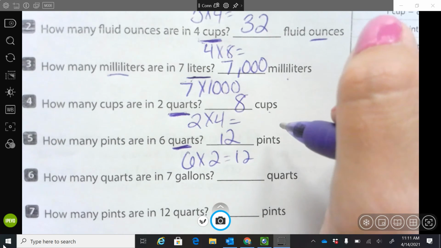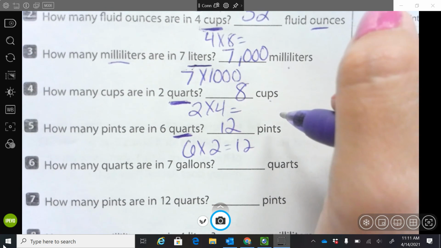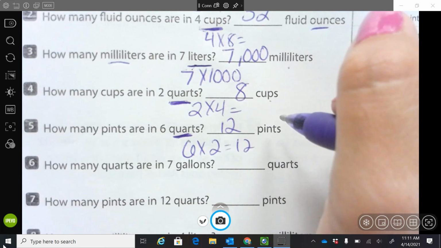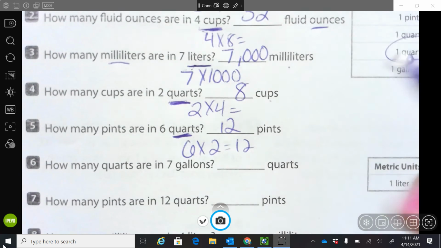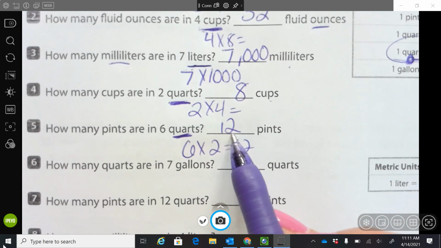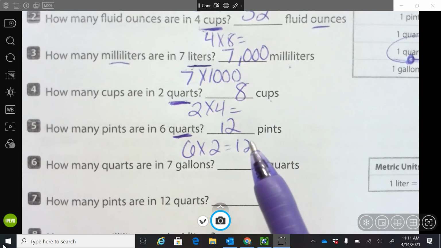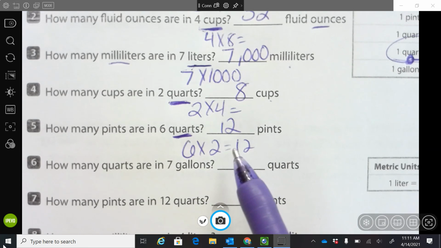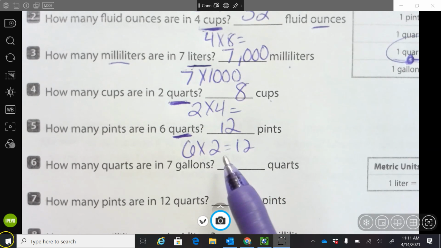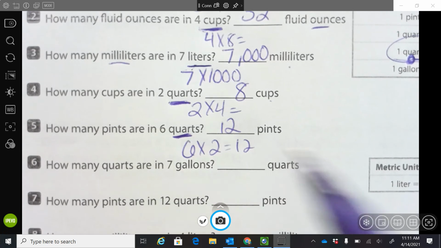But let's say they came in bowls, like glass bowls, and you had to do dishes. Who would have to do more dishes? If you had 6 and your sibling had 12, who would have to do more dishes? Your sibling. Okay?